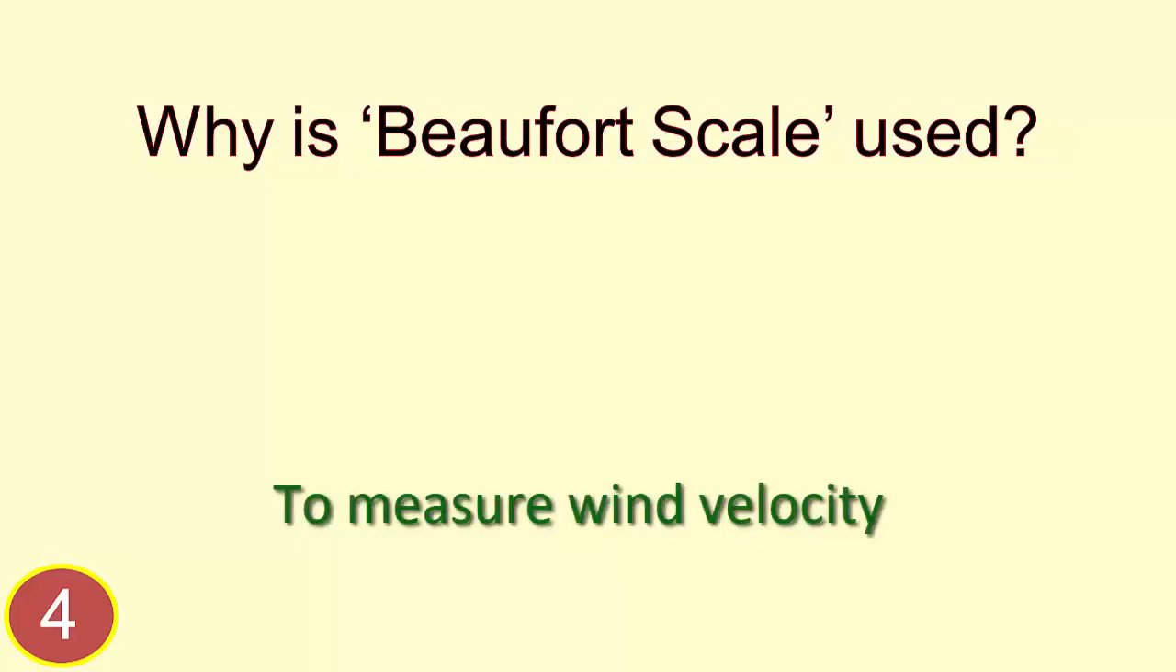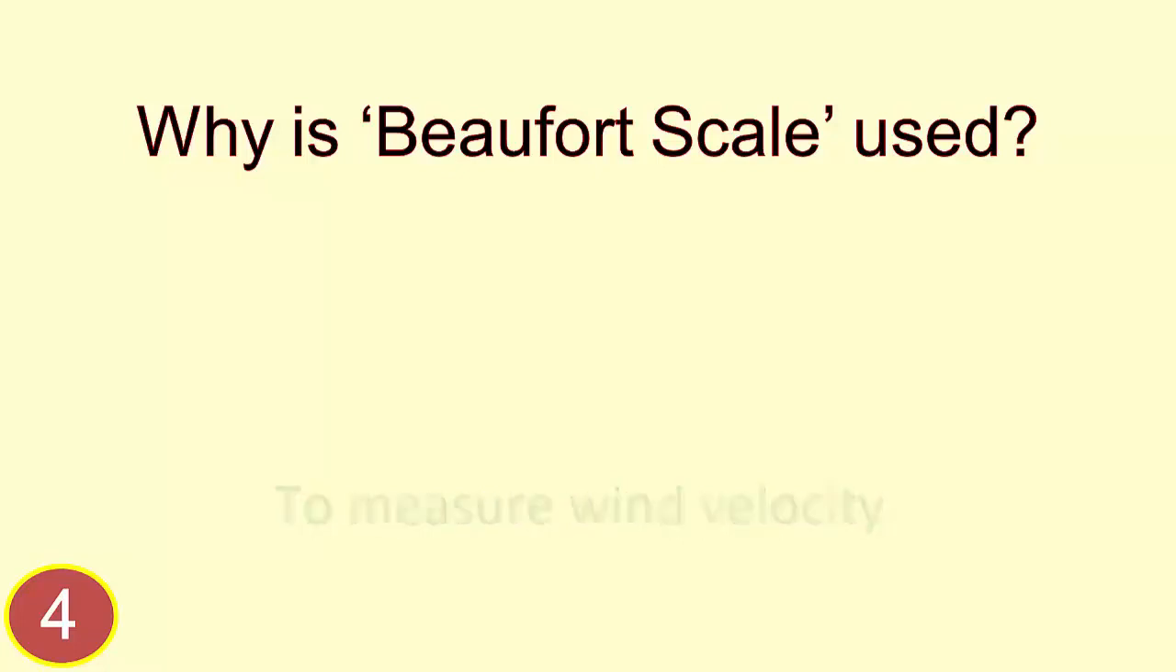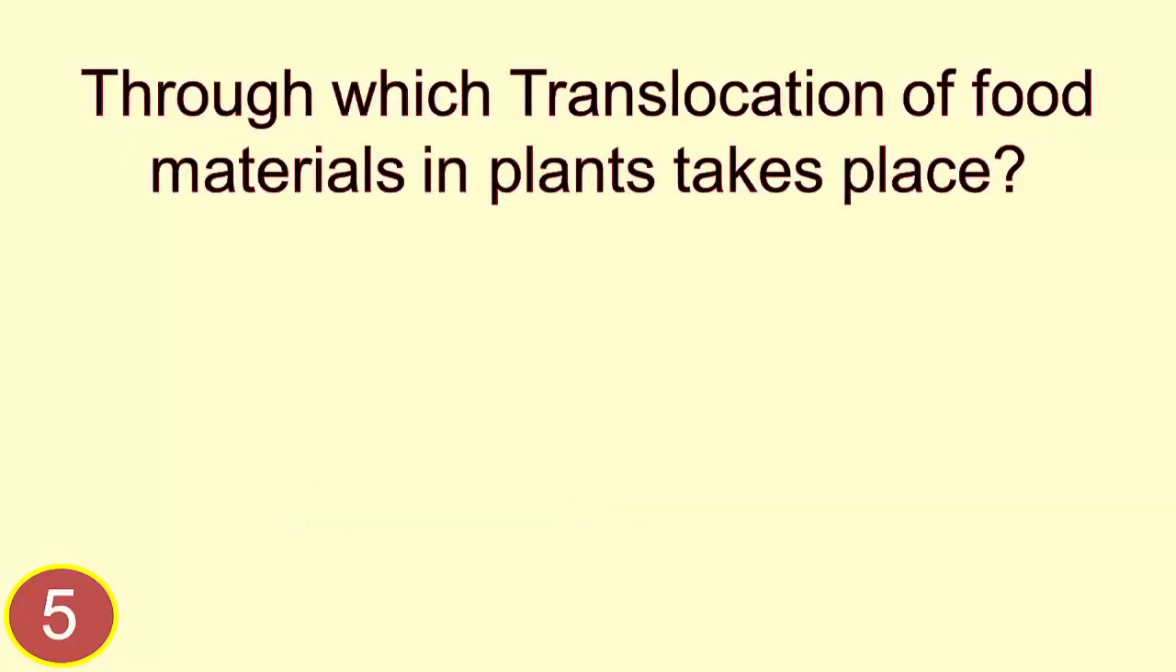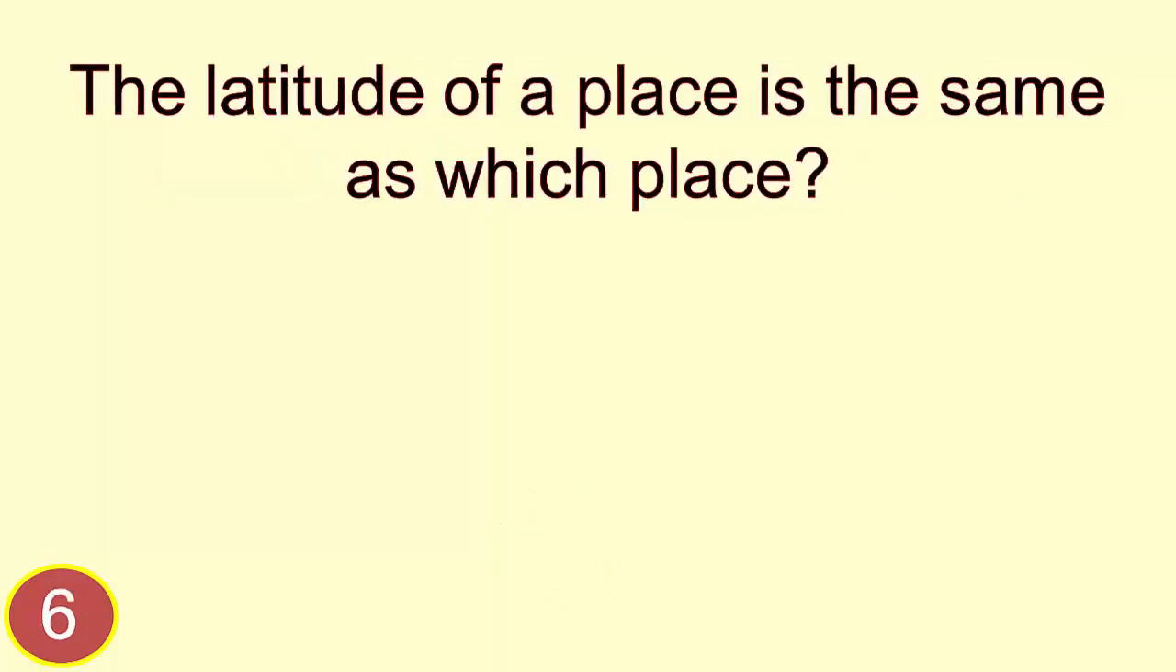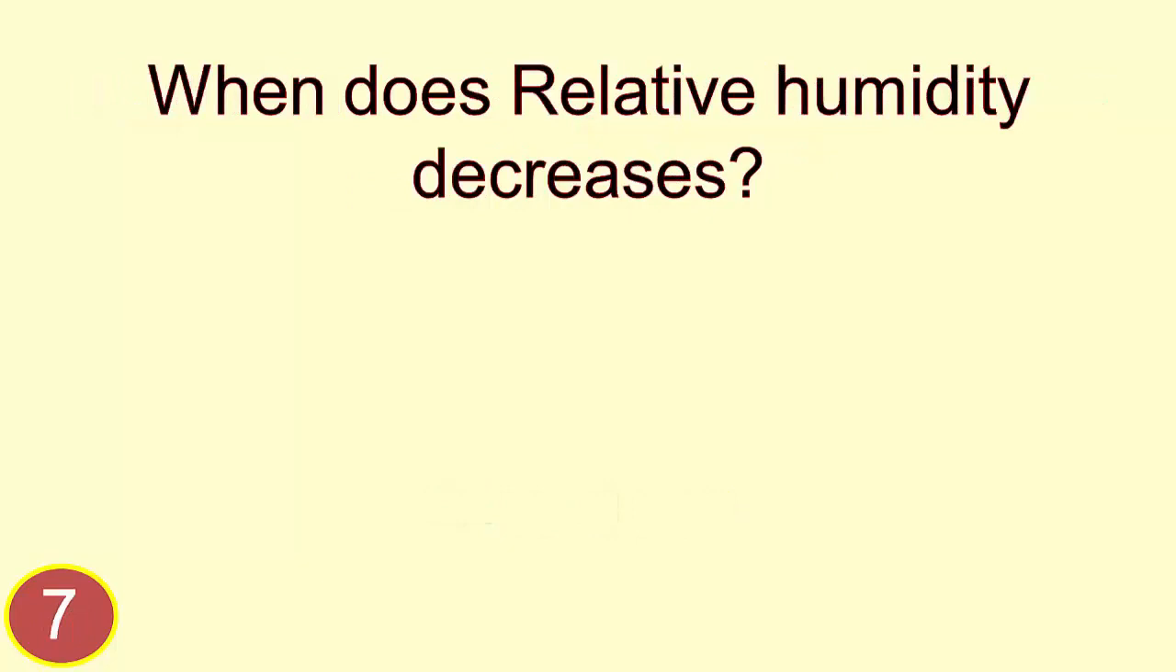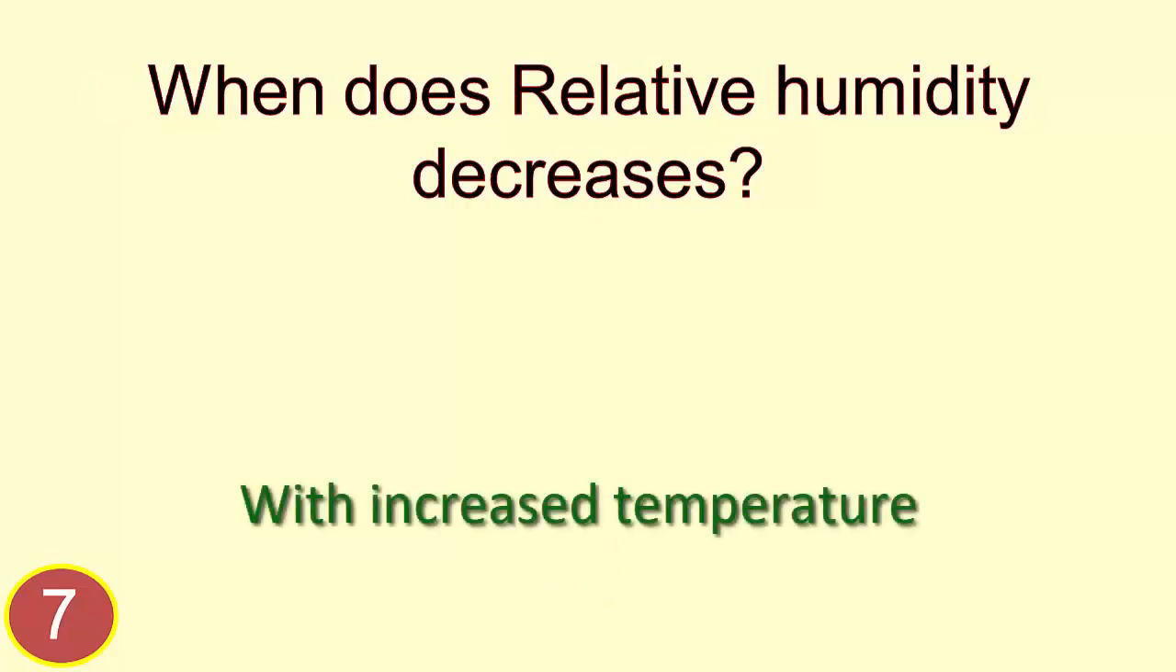It is based on observation rather than accurate measurement. Through which does translocation of food materials in plants take place? Answer is mainly phloem. The latitude of a place is the same as which place? Answer is celestial pole. When does relative humidity decrease? Answer is with increased temperature.